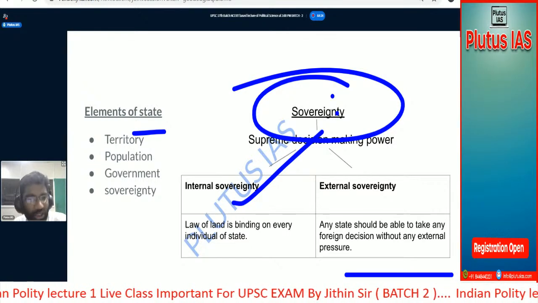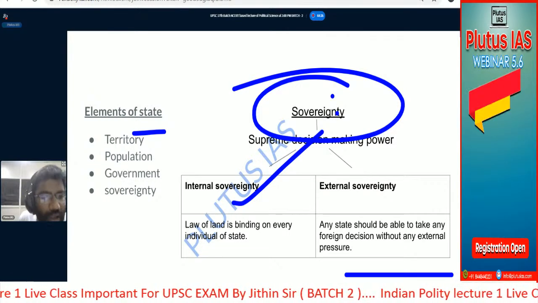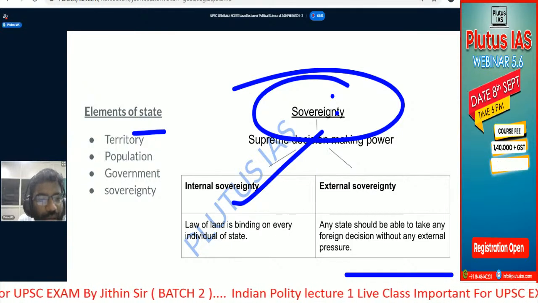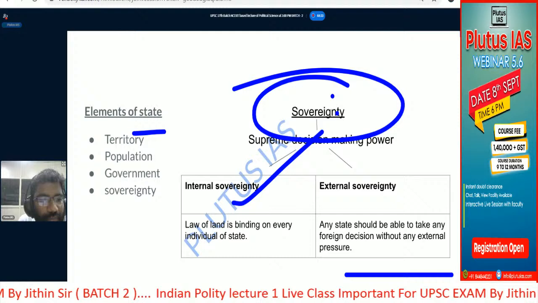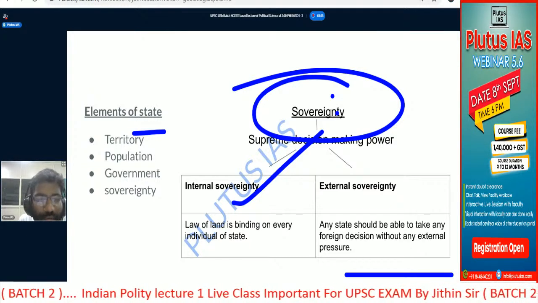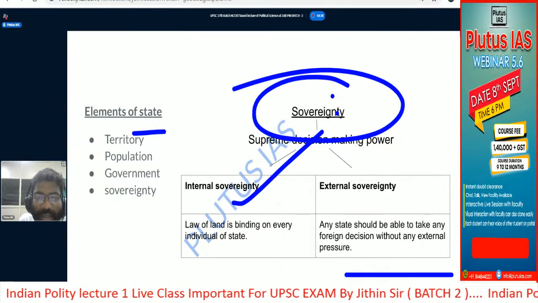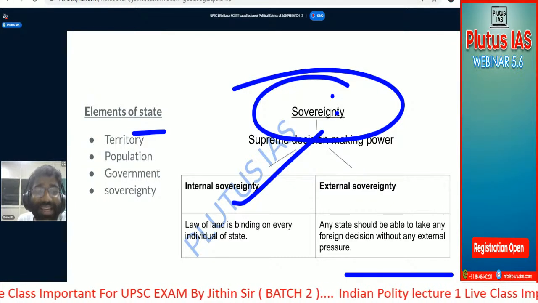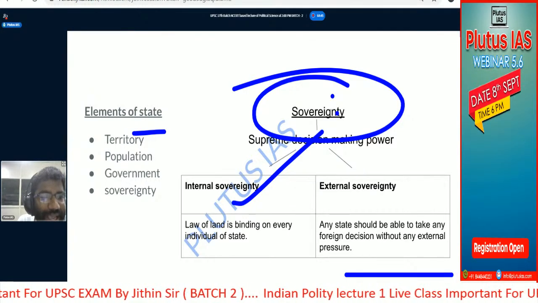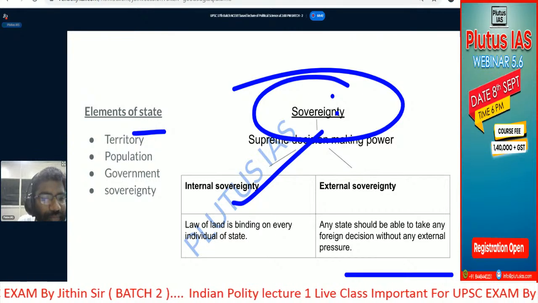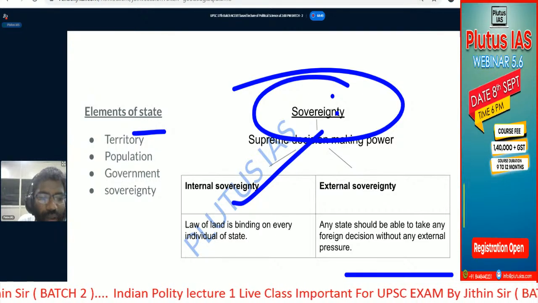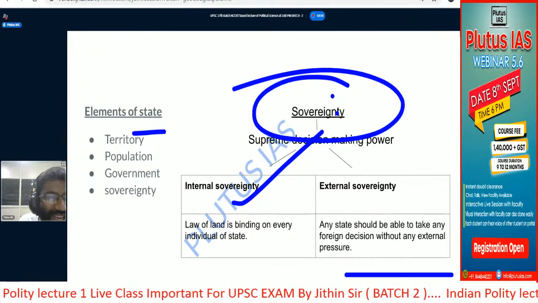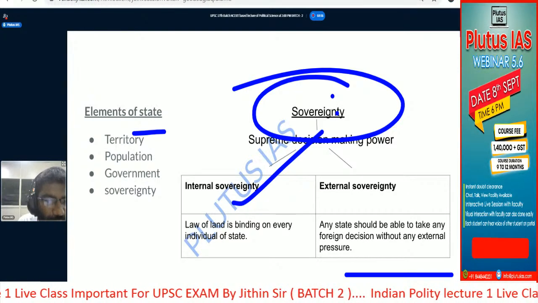Write down. Understood? External sovereignty means we can take any decision without any external pressure.